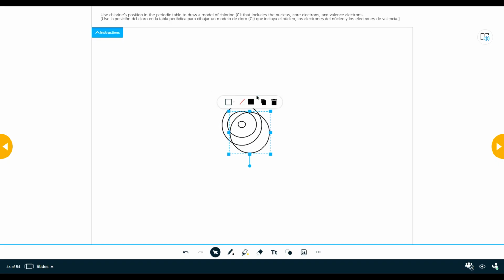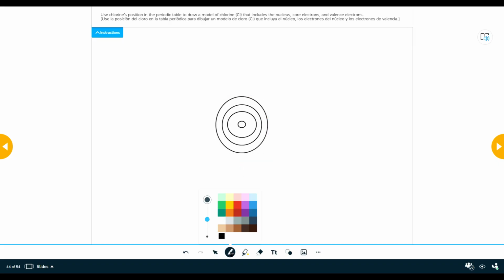Remember that chlorine is in period 3, and its valence shell ends in the 3rd shell. So we need to have 3 electron shells shown. For the core electrons, we need to draw 10. To differentiate them, I'm going to use purple for my electrons, and I'm going to go ahead and start drawing my dots.